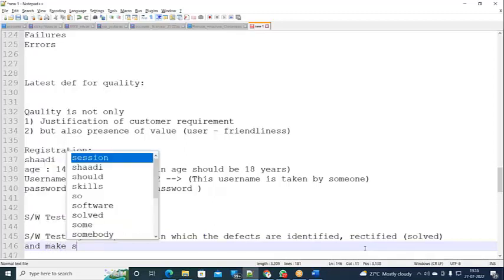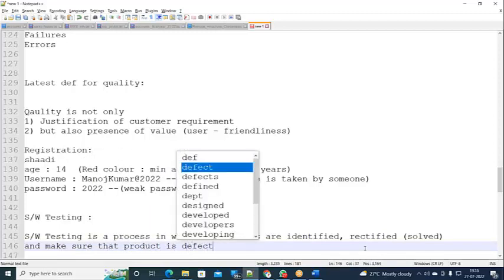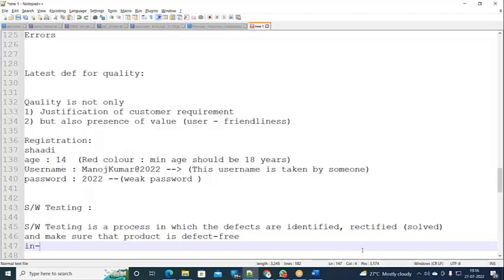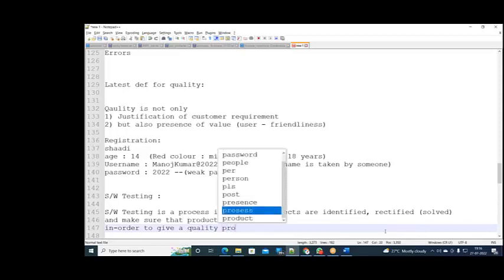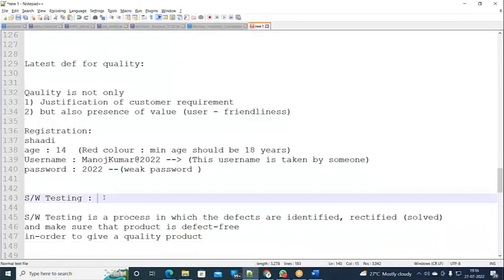And make sure that your product is defect free. And why are we doing this? Why are we making sure? In order to give a quality product or a quality service.